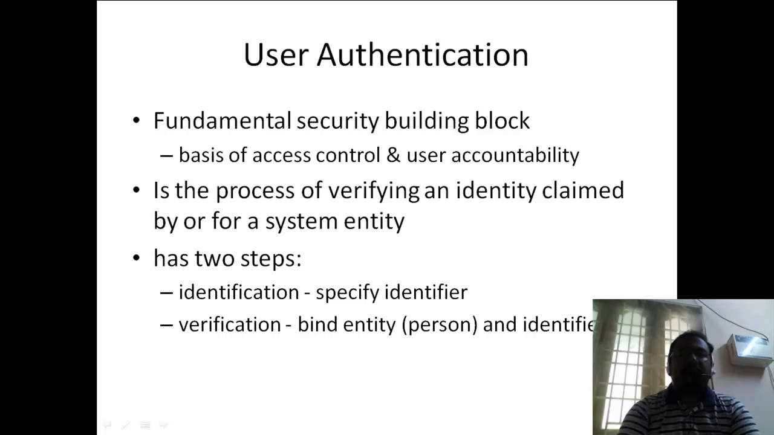If you want to identify a person, it is done by authenticating or authorizing that particular person. So the definition goes like this: it is the process of verifying an identity claimed by or for a system entity. It has two steps: identification and verification. Identification is to specify the identifier, and verification will bind the entity and the identifier. The entity is nothing but the person. These two steps form the basis of user authentication.